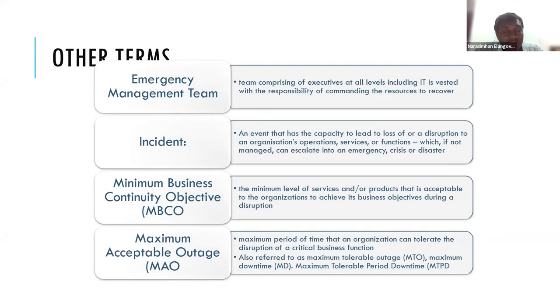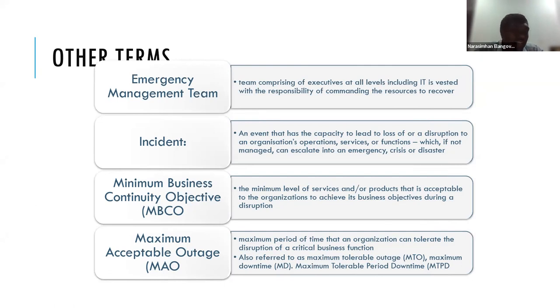Emergency management team, the team which addresses all the emergencies. Incident is any violation, anything which leads to a disruption of services, etc. MBCO, very important: minimum business continuity objective. What is the minimum level of services you want in the event there is a disaster? Whenever an organization is having a disaster, the first thing they will try to do is achieve the MBCO. Then they'll slowly come back to normal.